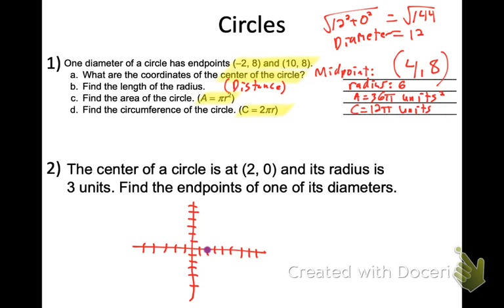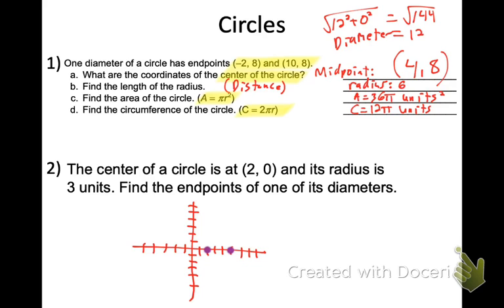So which way should I count? Can I go 3 units this way? Does that work? I can go any way, right? But if I'm counting units on the grid here, which way is easiest to start with? Okay, let's go right first. So I'm going to go 3 units right: 1, 2, 3. And I'm there.